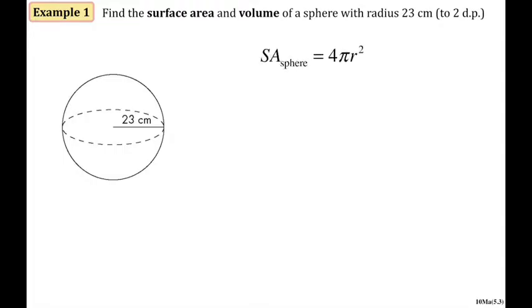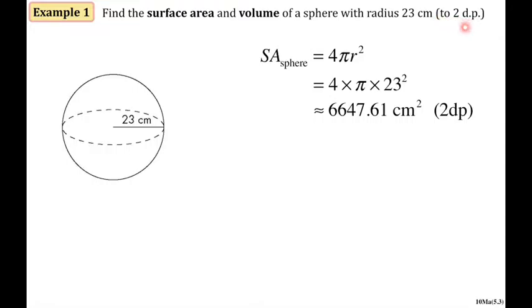So the first thing we're going to do is find the surface area. So I've written the formula down. And notice with the surface area, I put in small writing down the bottom sphere, so I know this is the surface area of a sphere formula. And it's 4 times pi times the radius squared. Well, I know the radius is 23, so it's 4 times pi times 23 squared. I put that straight into the calculator. And the question says to give the answer to 2 decimal places, so there is my answer, 6,647.61 centimetres squared, because it's an area, surface area question.